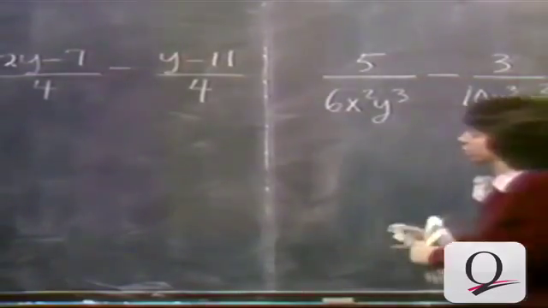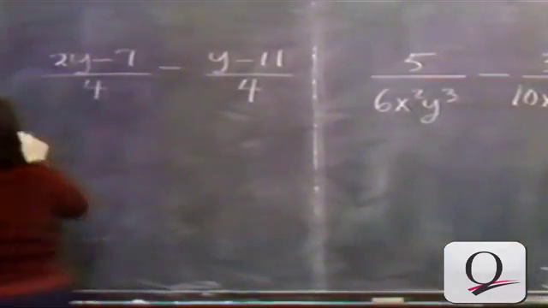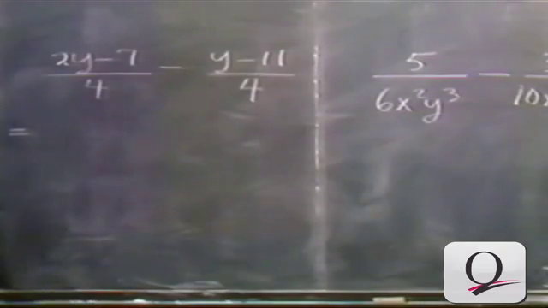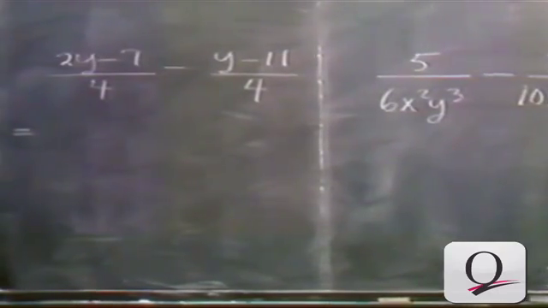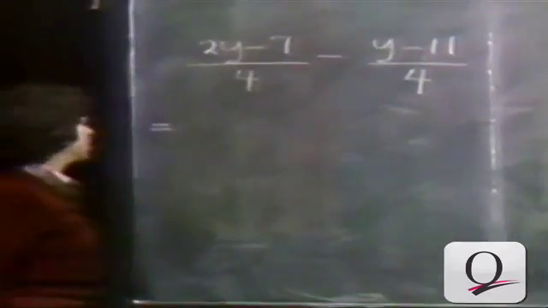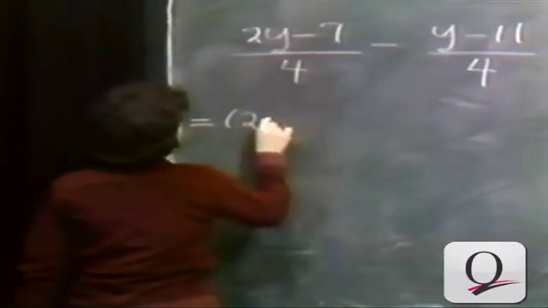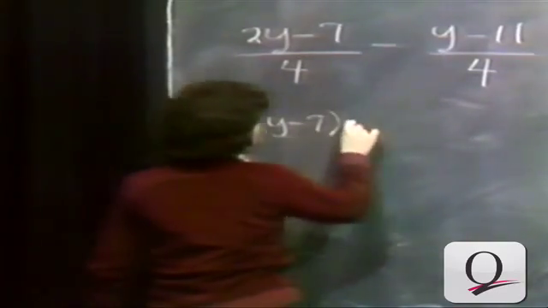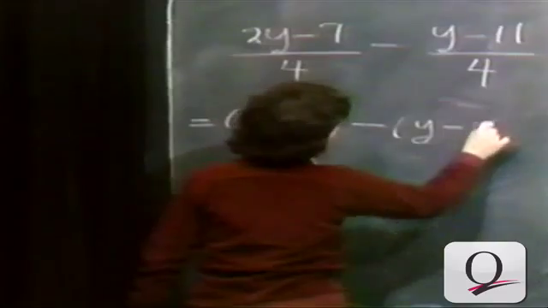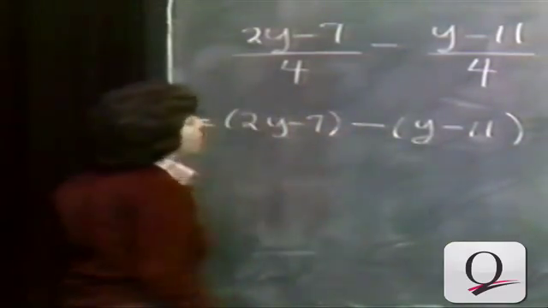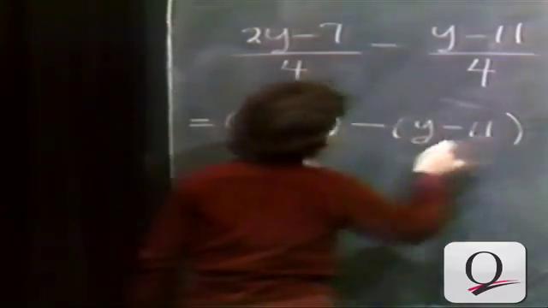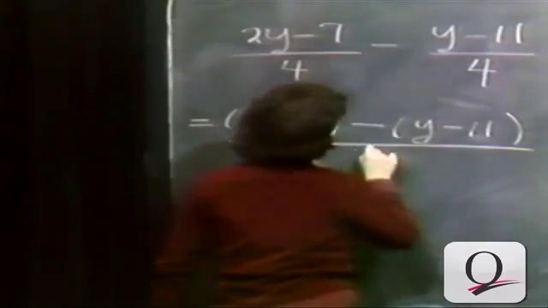Okay, now for the solutions. In the first problem, these two fractions have the same denominator, so we will subtract the numerators and put them over the same denominator. Of course, we will be careful to put parentheses around the y minus 11. These parentheses are sort of optional, but when you subtract, then you must write down the parentheses.